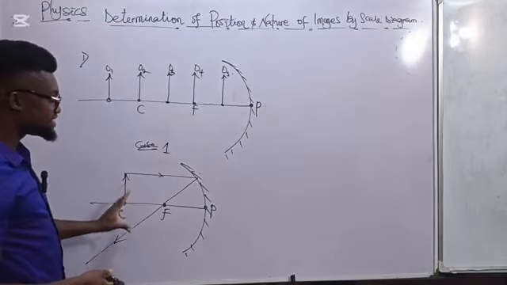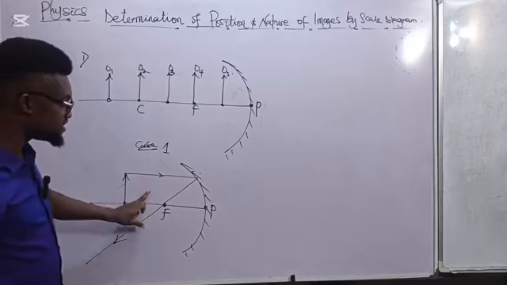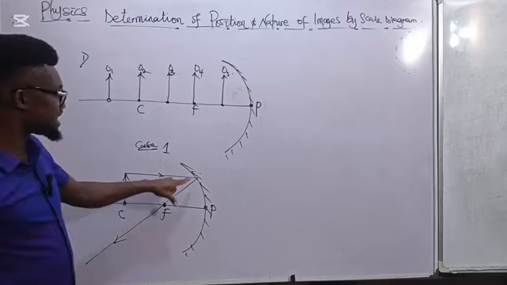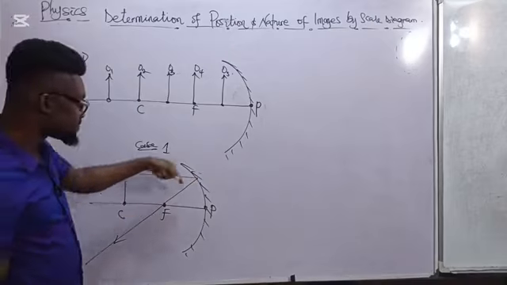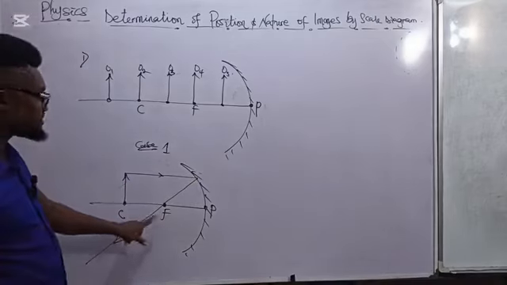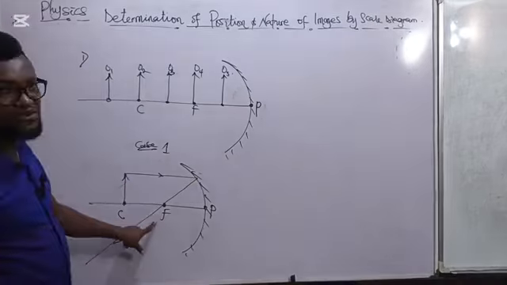It will now be added in the scale diagram. So I repeat, case 1: any ray that is parallel to the principal axis must reflect through the principal focus, meaning that this ray is the incident ray, while the one that passes through the principal focus is the one reflected from this curved mirror.